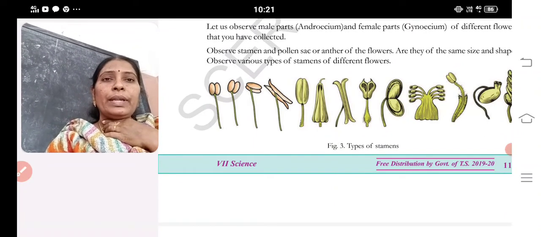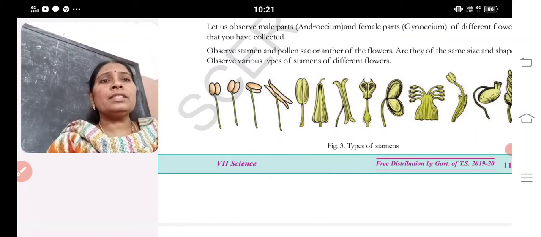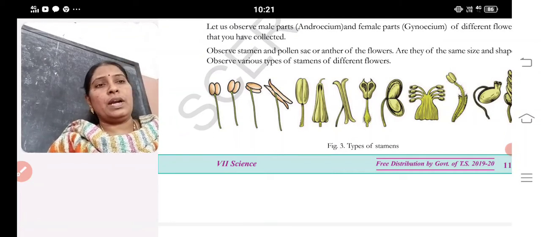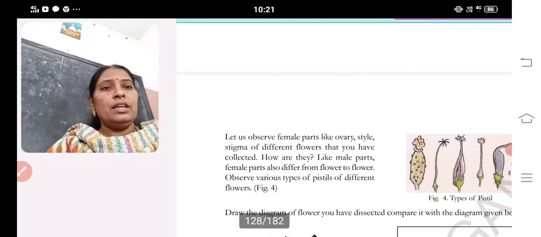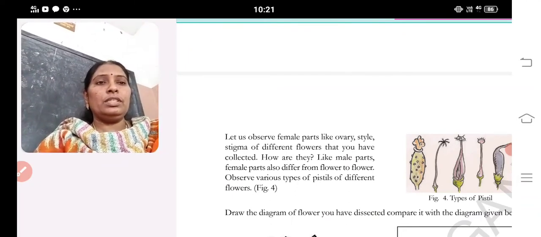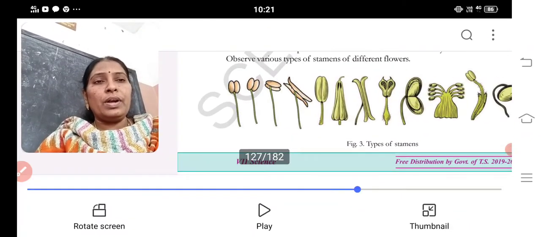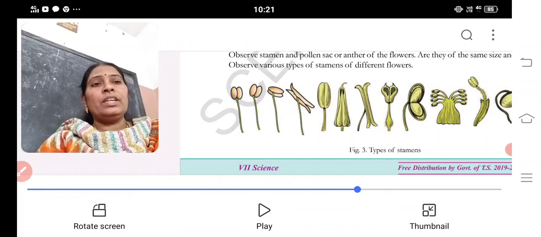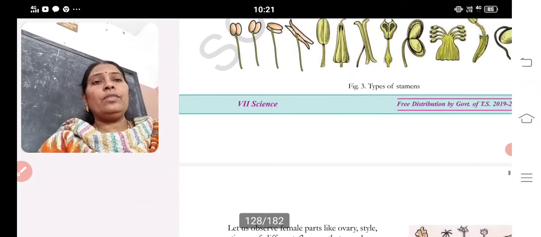If you take out the petals, you will find this, and it is said to be a stamen, that is nothing but a male reproductive part. Let us observe female parts like ovary, style, stigma of different flowers that you have collected. How are they? Like male parts, female parts also differ from one flower to the other. So whatever flower parts we observe, these are male reproductive parts. Types of stamens of different flowers.